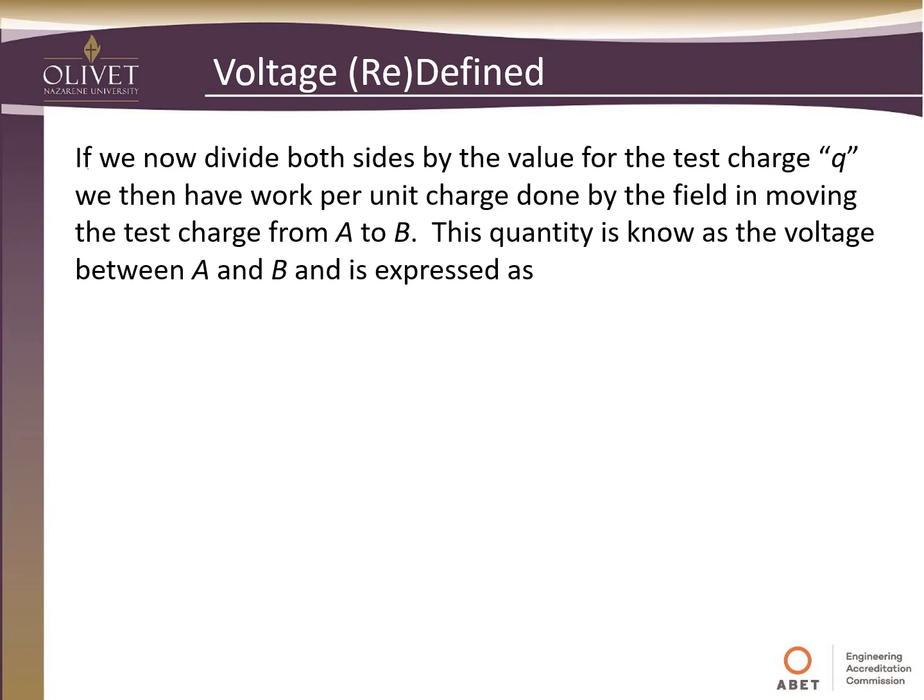So if we take this definition then and now divide both sides by the value of the test charge, that is, we just make this arbitrary, we then have the work per unit charge done by the field in moving the test charge from A to B. So if we do that, we define a new quantity here. This quantity is known as the voltage between A and B.